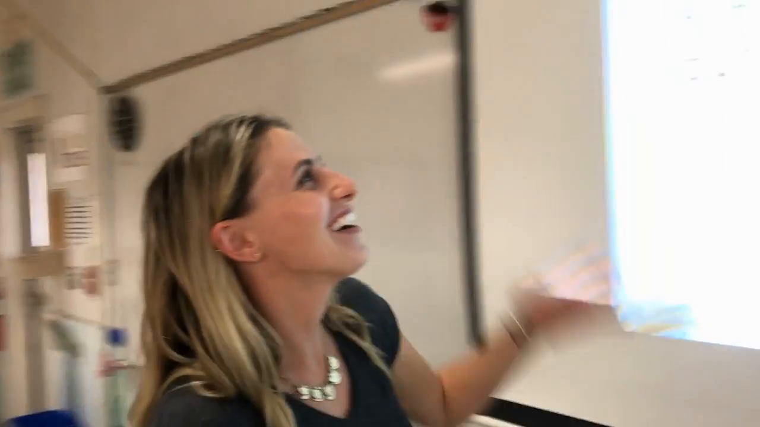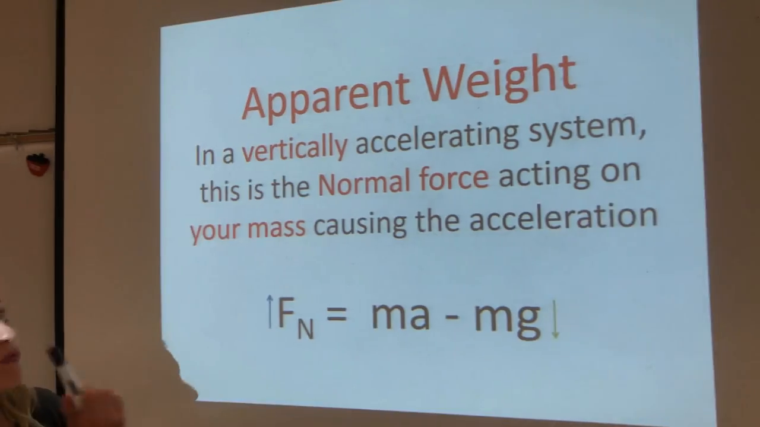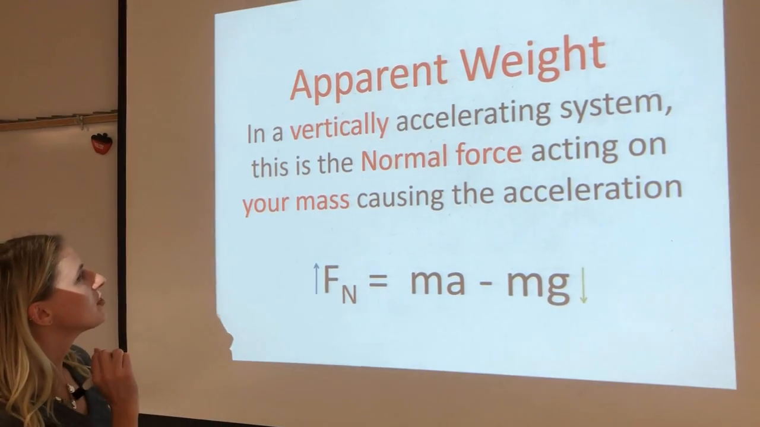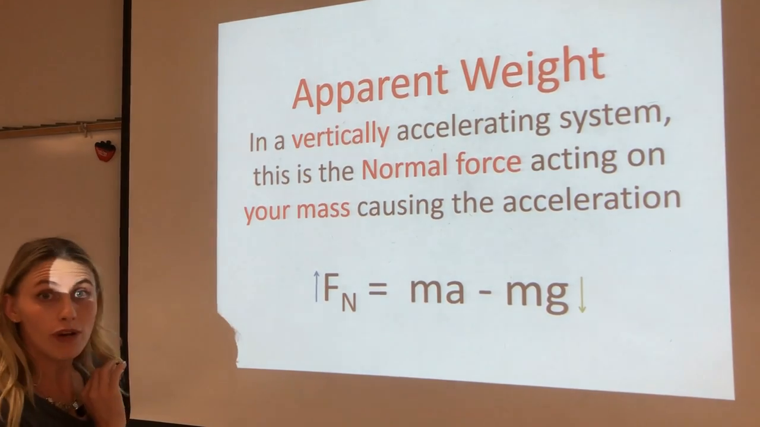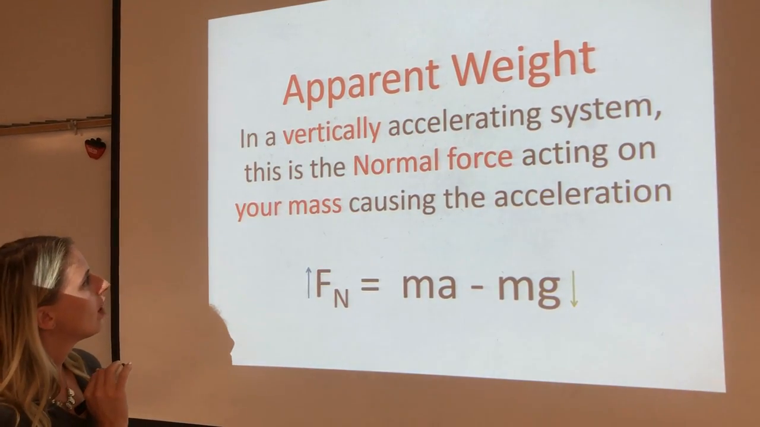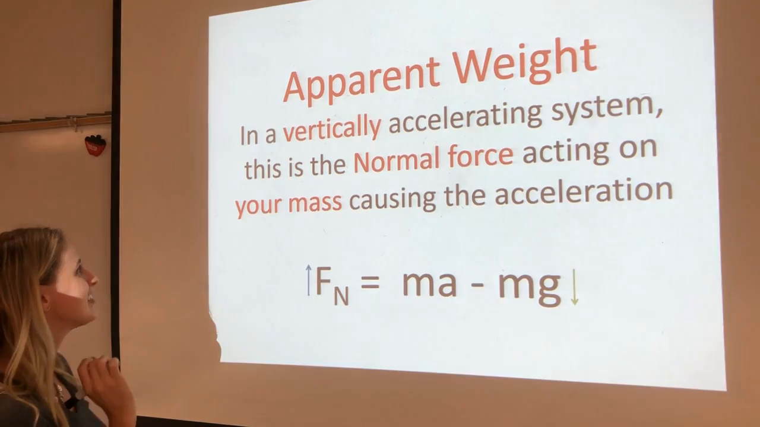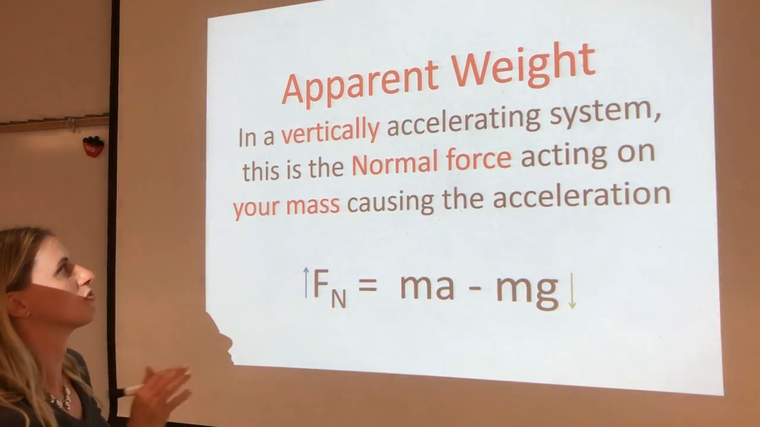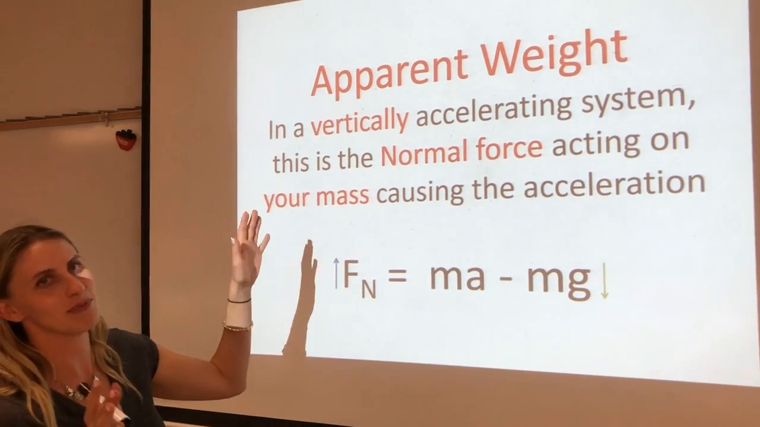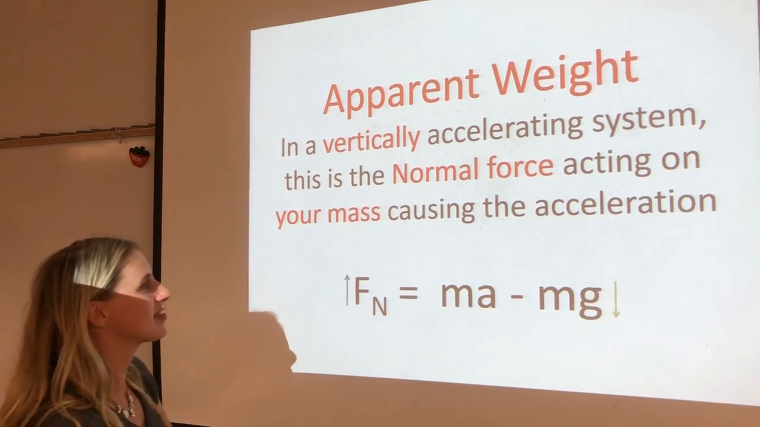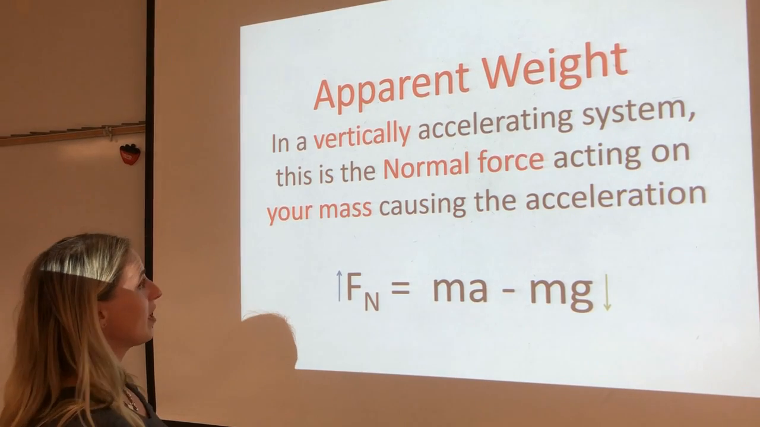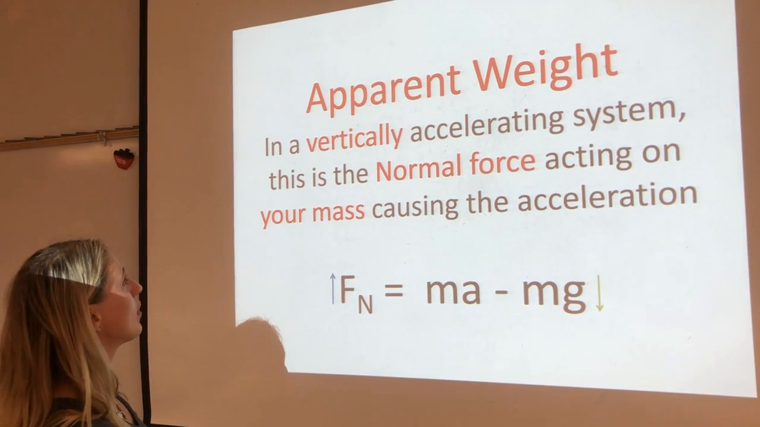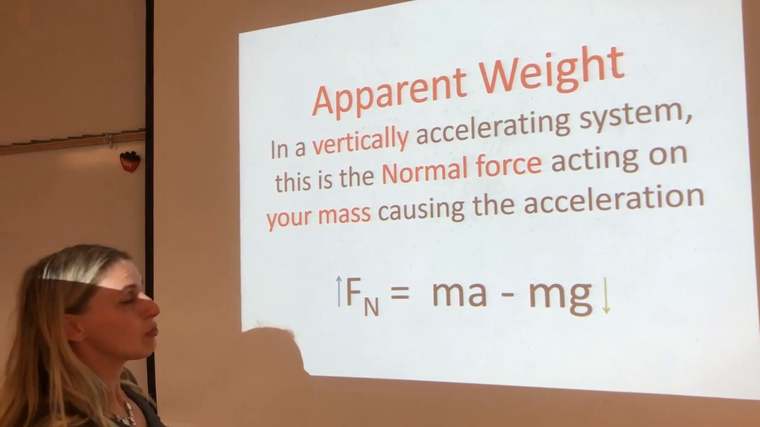And here we are. And we're back. Okay. Apparent weight. In a vertically accelerating system, like what we just did, this is the normal force acting on your mass causing the acceleration. Wait, okay, hold on. I think I just had a light bulb go off here. So in a vertically accelerating system, like in an elevator or like with that thing, the apparent weight is the normal force.